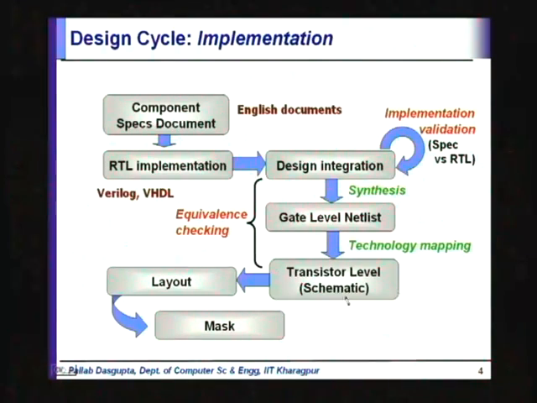By functionality I mean that whatever output you expect it to produce, whether it is producing that output. But timing means whether it is producing that output within the desired time. So that is a different thing altogether. And then after the transistor level design has been verified, you go to layout, and then the mask generation takes place, which is the one that is fed into the fabrication machine.